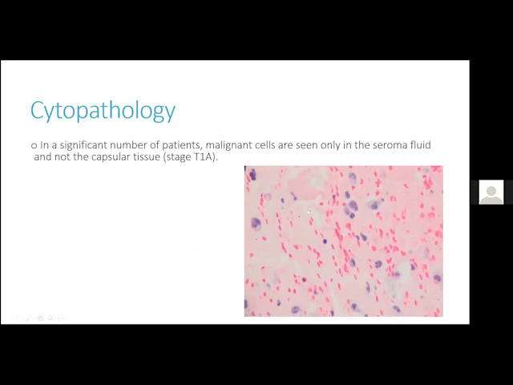And here's another picture of what we see in a cell block specimen, the multilobated atypical cells. Also, the cytopathology is particularly important because in a number of patients, this is the only specimen in which we're going to see the lymphoma cells, just in the seroma fluid, and you really can't find it along the capsular surface. If that happens, then the stage is T1A.